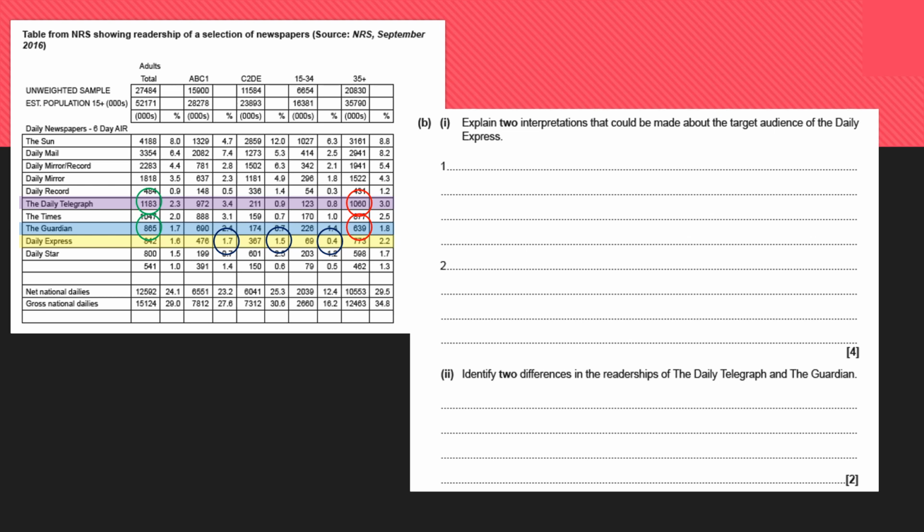Then you could also look at the social class. You can see that the only other major difference is that the social class is slightly different. You could also say that the Daily Telegraph seems to have a lot larger audience than the Guardian.